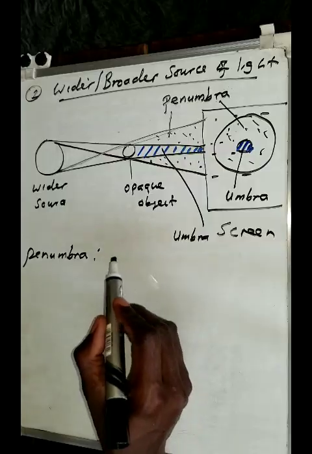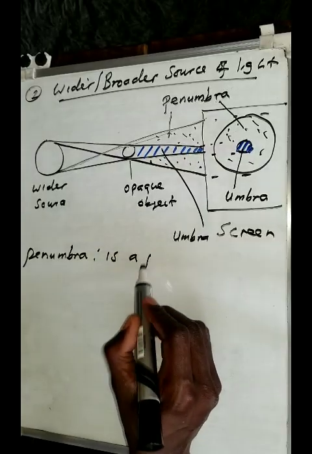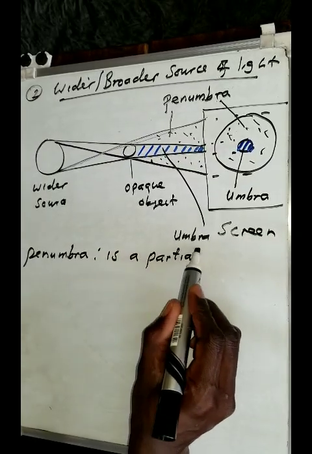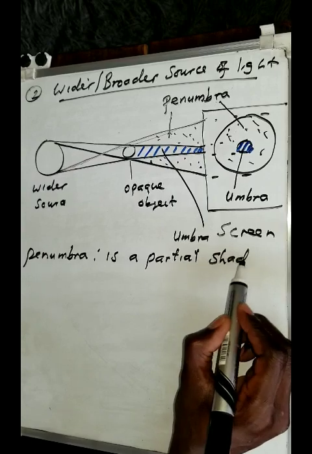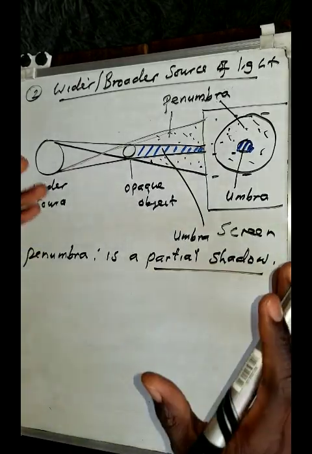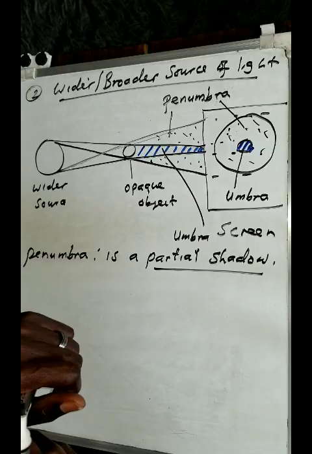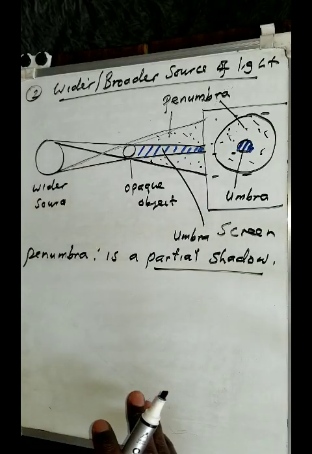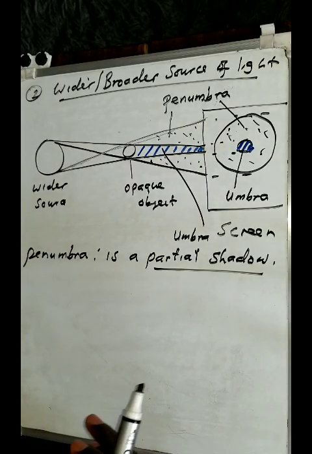Well, penumbra is a partial shadow that is actually going to be created. So a partial shadow, why? Because some light is actually falling on it, and that is why we call it a partial shadow.